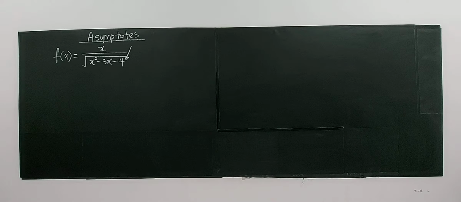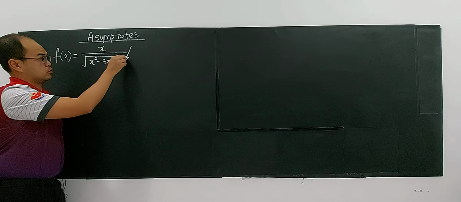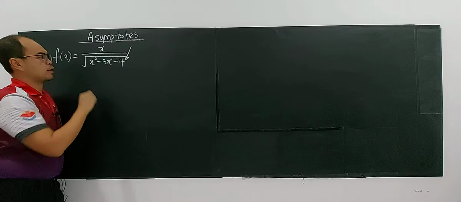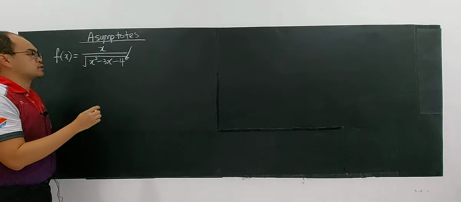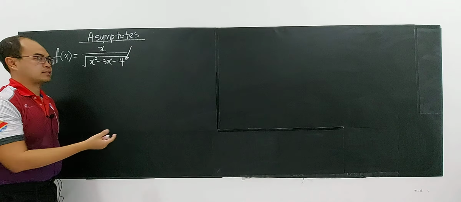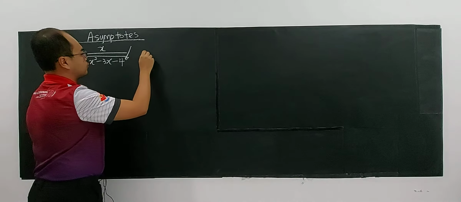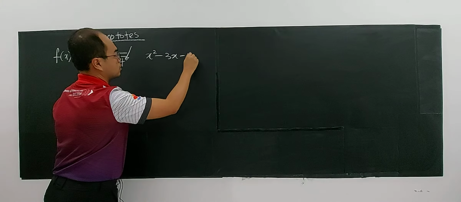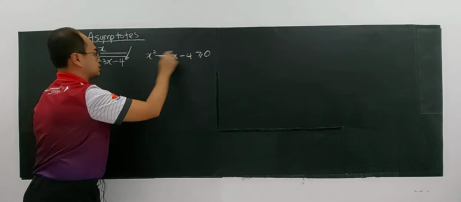So if there is a square root, before we look at the asymptotes of the function, we have to consider what domain can be accepted by this function. As you know, what is the domain? The domain is the value of x that can be accepted as an input so that there is an output. Here there is a square root, so x squared minus 3x minus 4 must be at least 0, right? For a square root, the value inside must be at least 0.